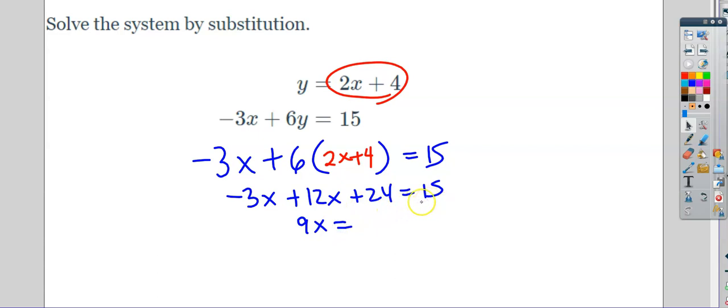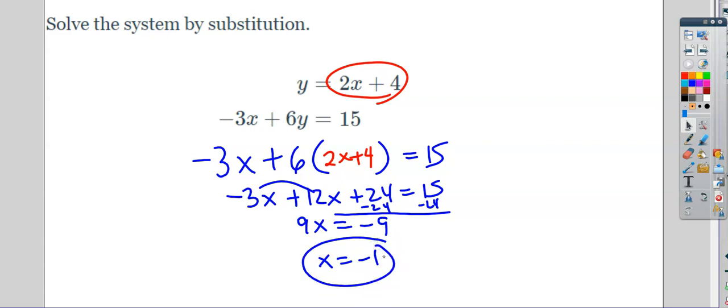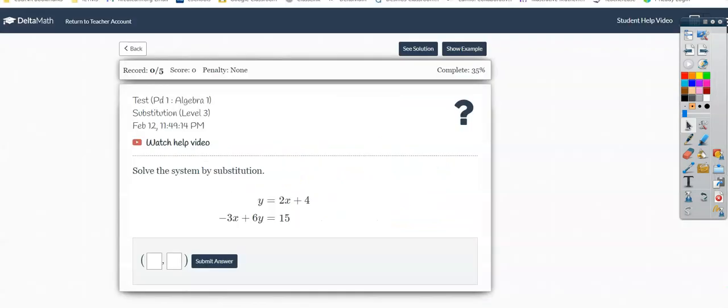Minus 24. Right, I'm going to do this here. I combine these here. And I'm just going to jump ahead here. Let's see, negative 9. So x is negative 1. And now I'm going to go back to this sentence. And I'm going to erase and replace the letter x with its value, which is negative 1. And negative 2 plus 4 is 2. So my values are x is negative 1 and y is 2.